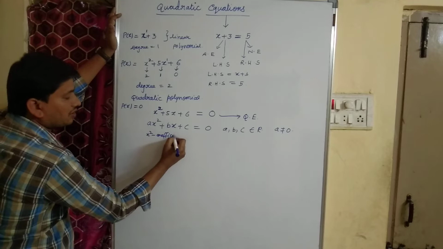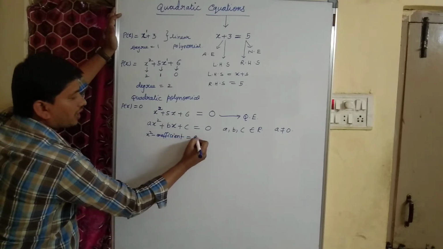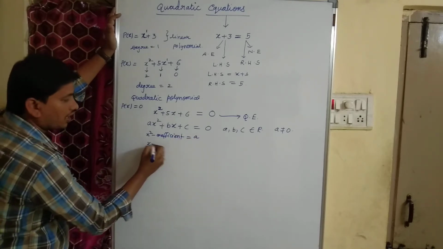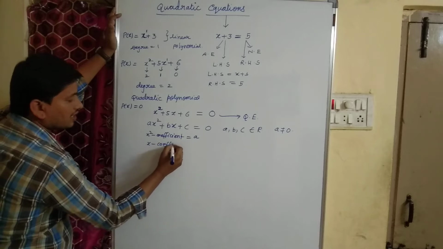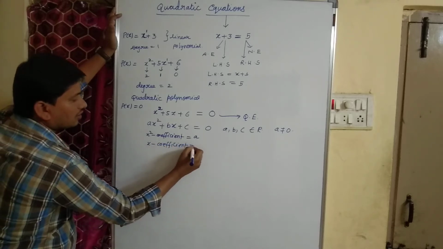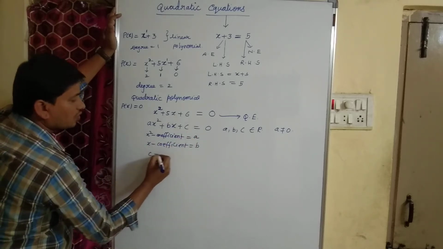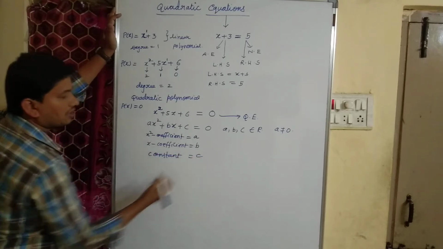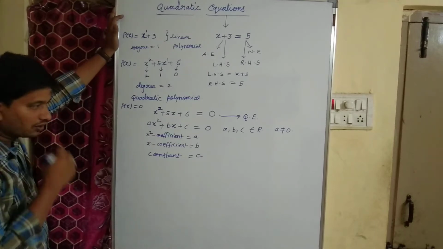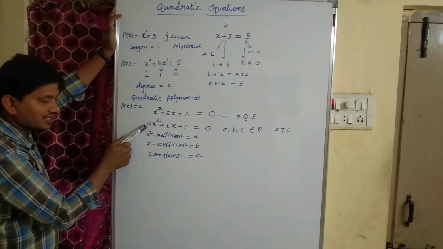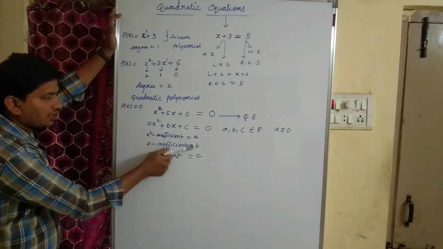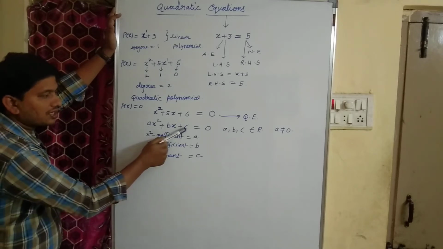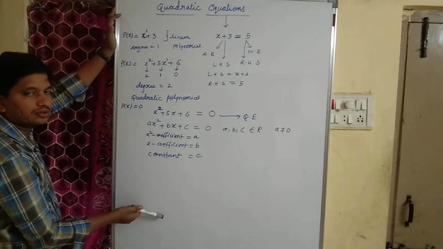X square coefficient equal to a, and what is x coefficient? X coefficient is b and c is called constant. What is constant here? C. Children, did you understand? What is a? A is nothing but x square coefficient. What is b? B is nothing but x coefficient. What is c? C is nothing but constant.